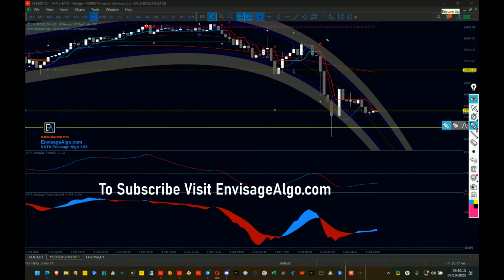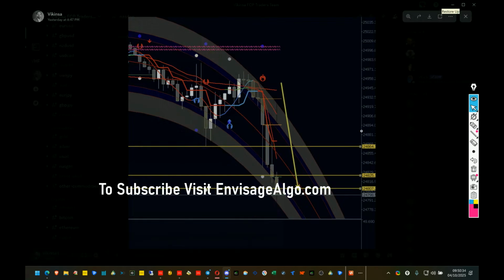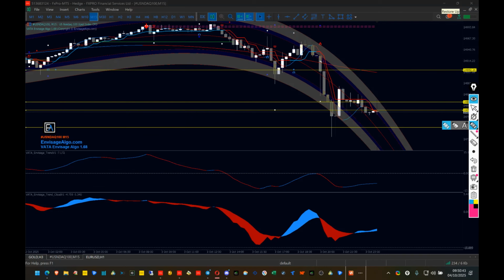And here what we can see, the market gave us that sell signal. Everything seems to be red, red, red, and this was the target, this was the target, and this was the target, and all of these targets were met properly. And this is what you can see in here as well. All of these yellow lines are the targets which were given by Envisage. So all of these targets were hit, and the market was able to give us really nice profit.